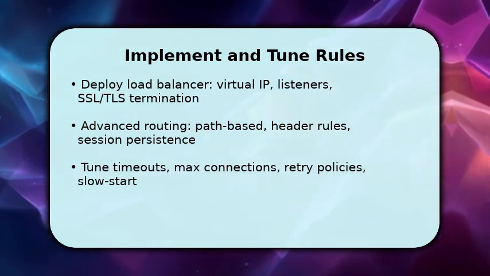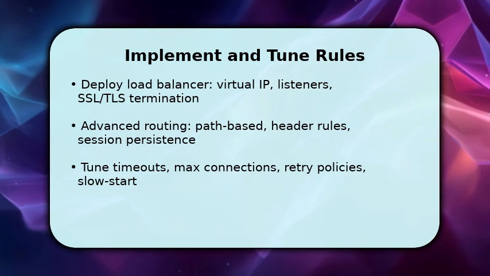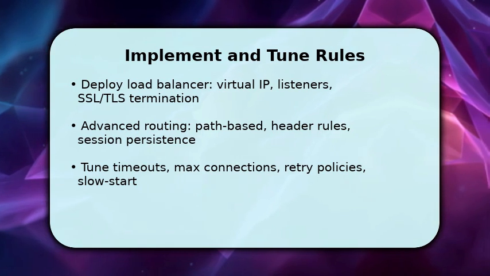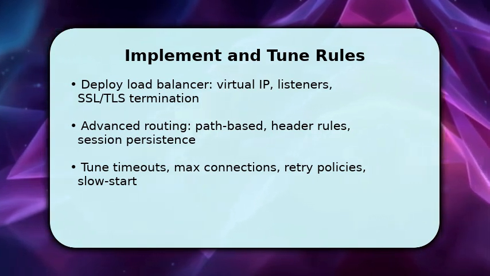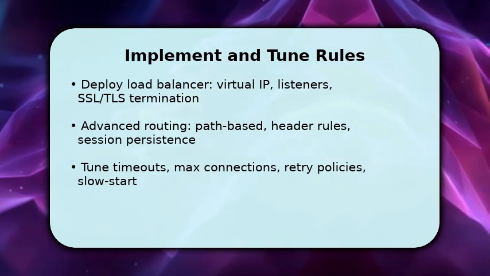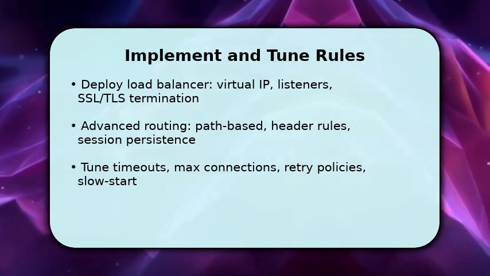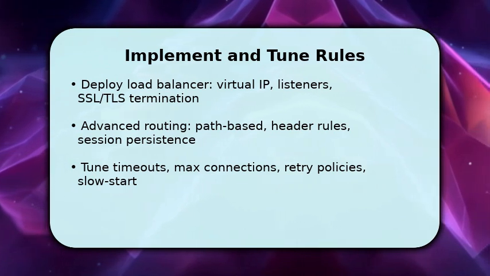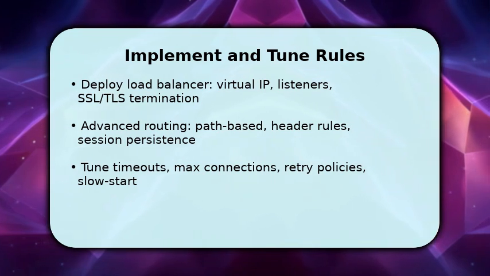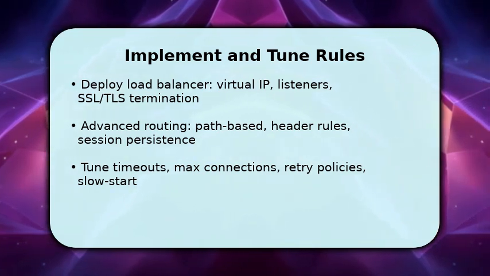Once done, add advanced routing, path-based routes, header conditions, and session persistence when stateful sessions are required. This prevents user disruption. Then tune operational params, adjust connection limits, idle timeouts, retry policies, and enable slow start for new nodes. Make incremental changes and monitor metrics to finish by validating behavior under failure and load.